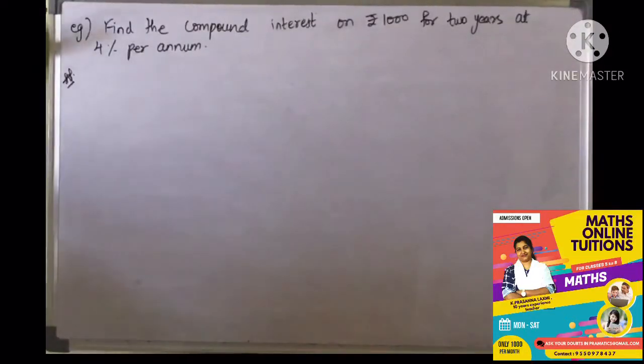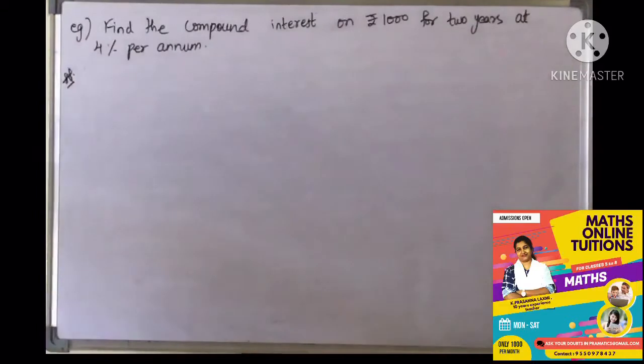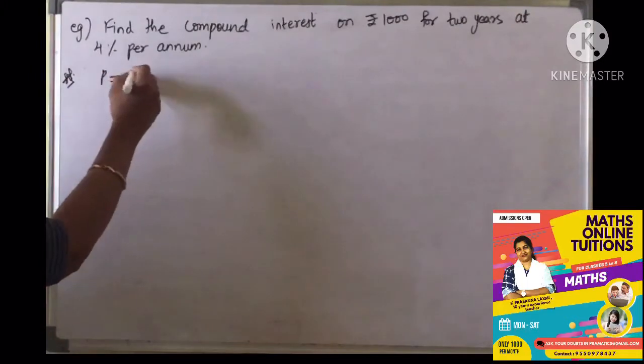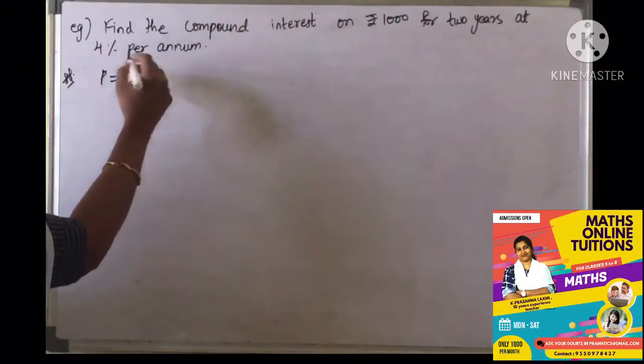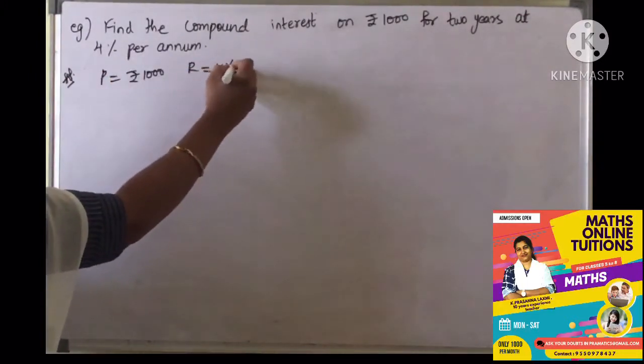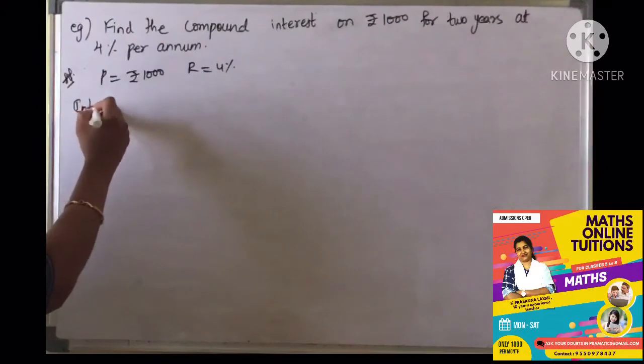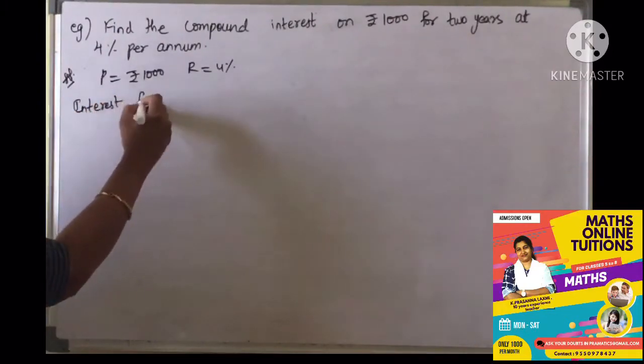Now we will solve an example based on compound interest, children. Here is the question. Find the compound interest on ₹1000 for 2 years at 4% per annum. Here, what is the principal? Principal is ₹1000, the rate of interest is 4% and the time period is 2 years, and we need to find the compound interest. So first we will find the interest for the first year.